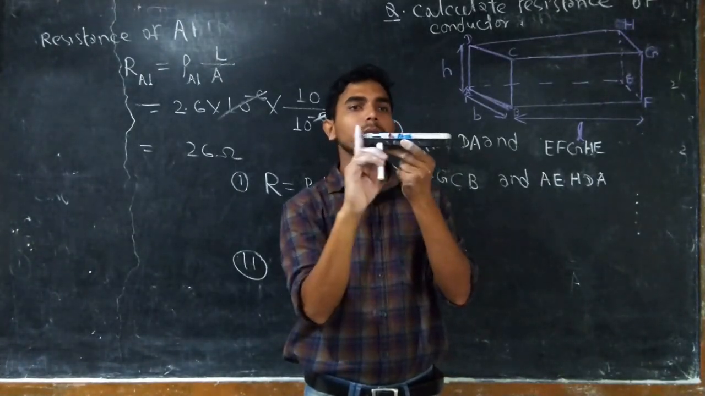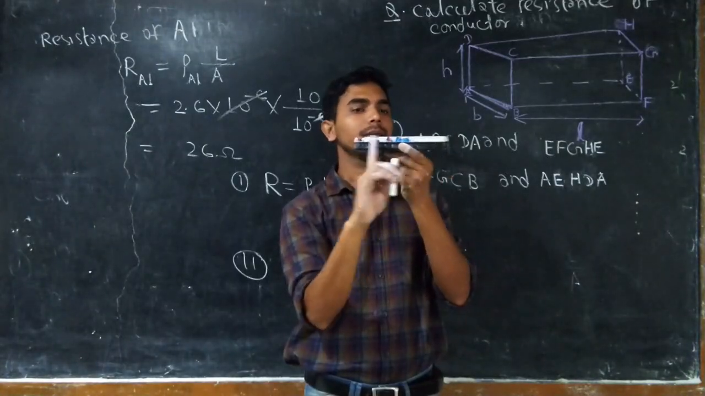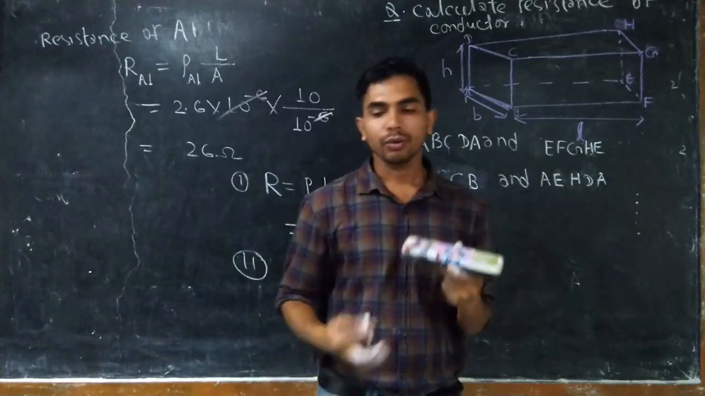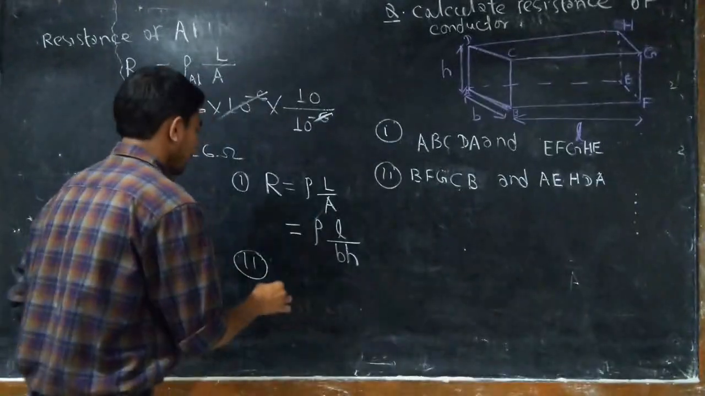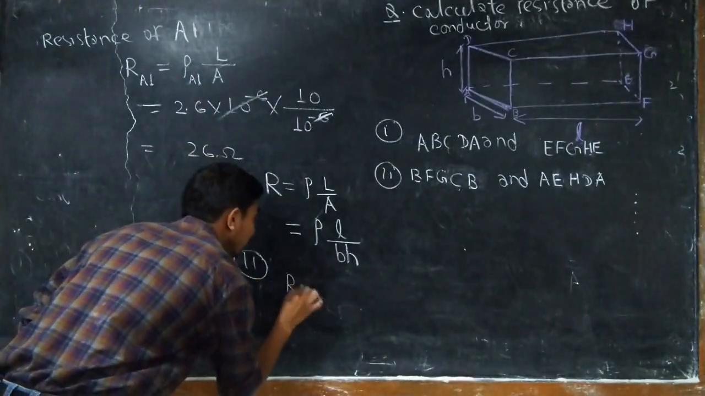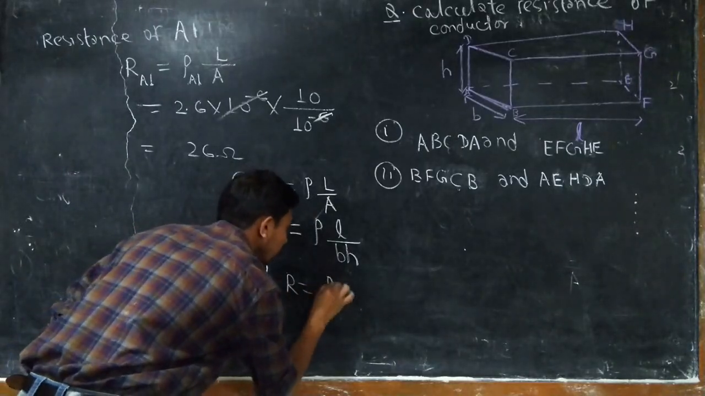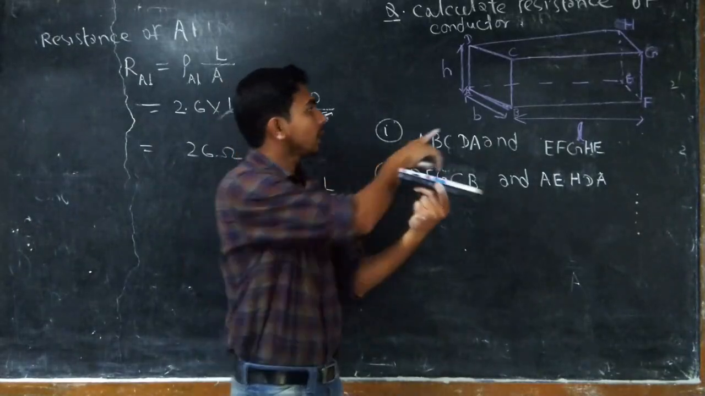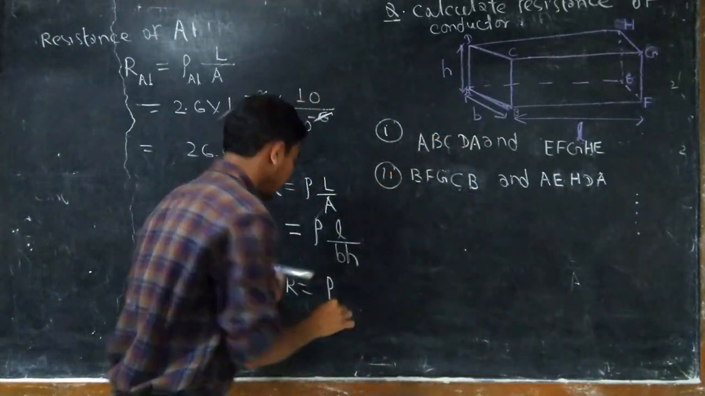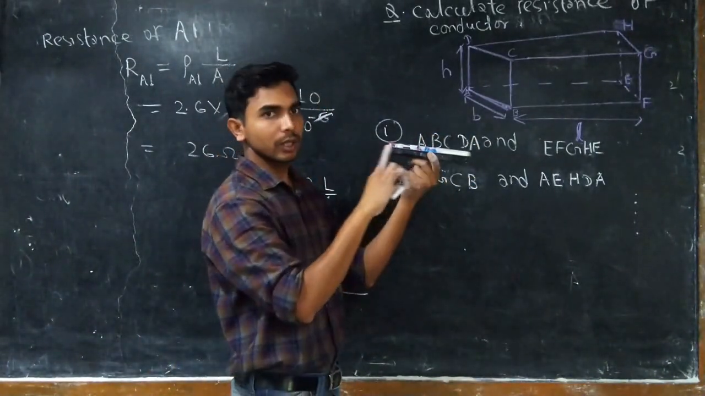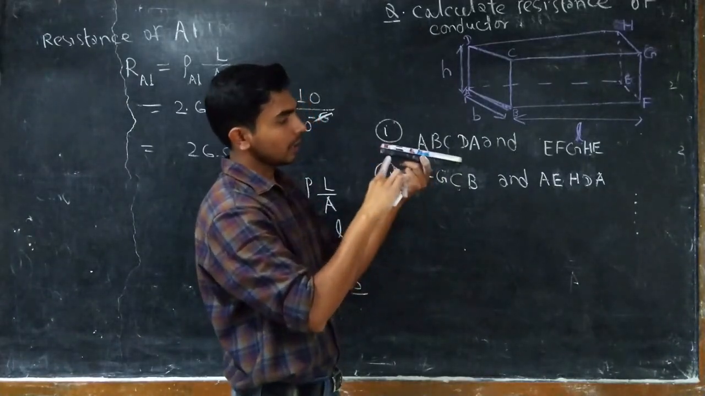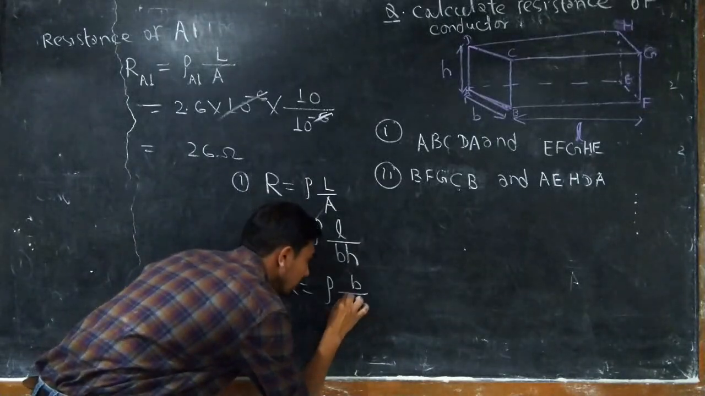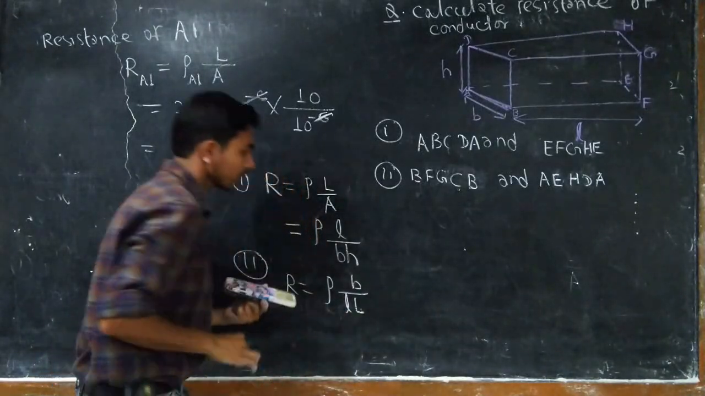So this will be your area, and this one will be your length. So further we can write like this: R is equal to rho times length. And this length is what? B. And area is this much, and this area is how much? L into H. So L into H.